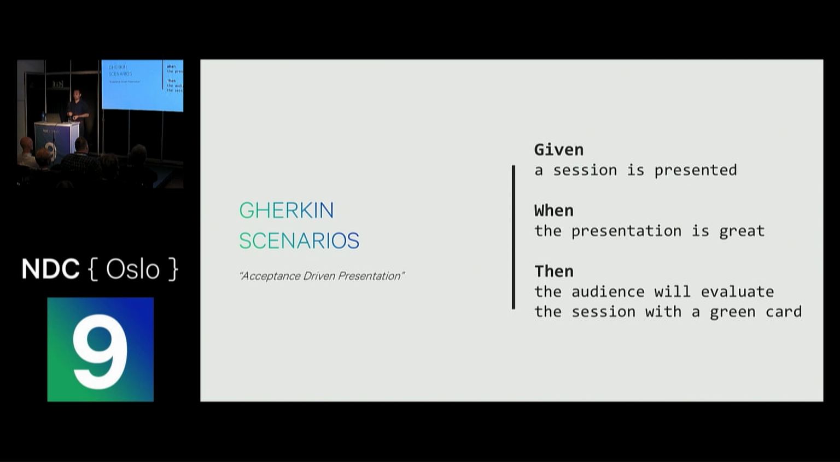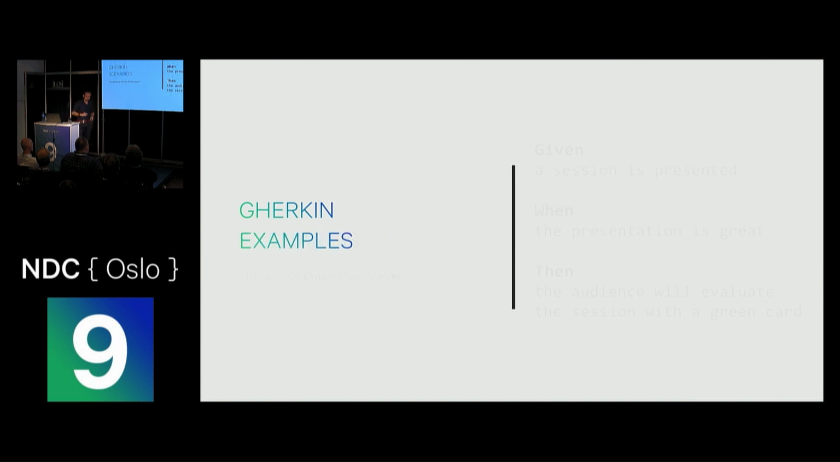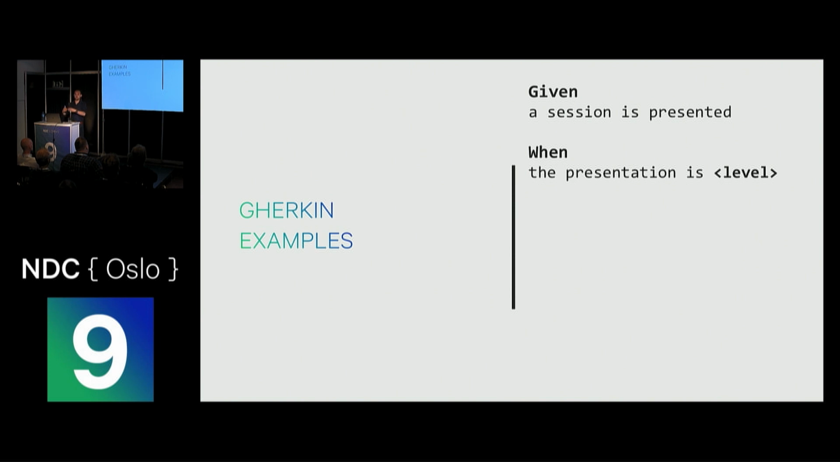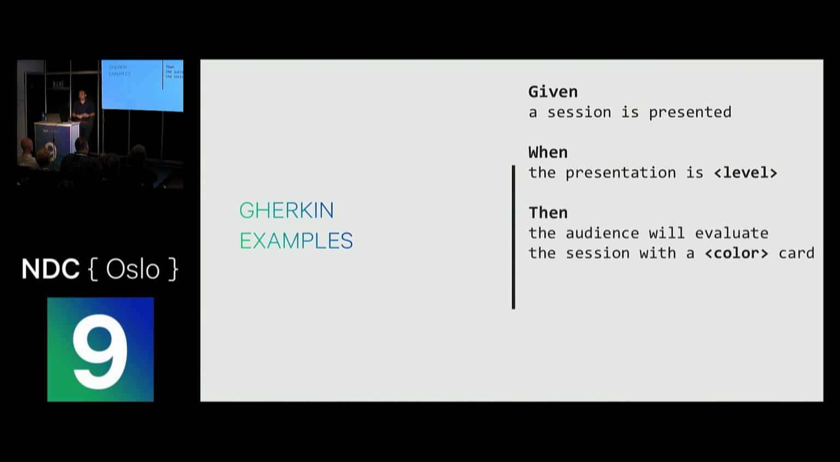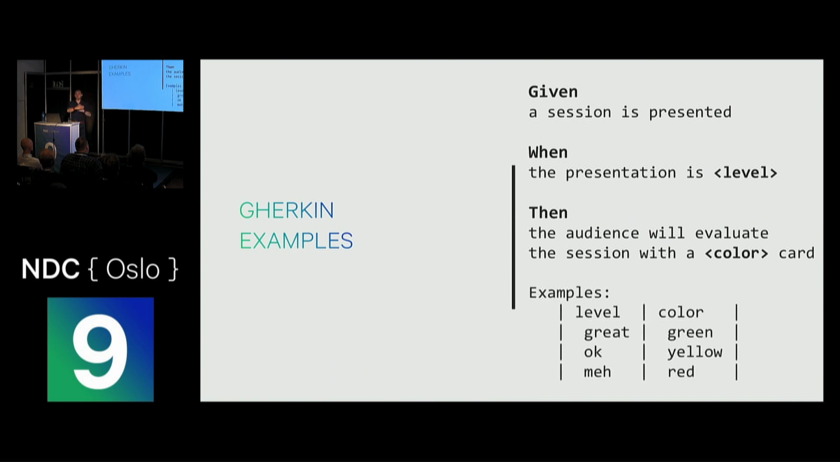So what I can do now is simply copy and paste this test scenario 3 times. When the session is OK, I would change it to a yellow card, and the last one, obviously, is a red card. Luckily, there's a little bit of optimization that we can do within Gherkin. Those are the Gherkin examples, and that allows me to have placeholders. Like this one: given a session is presented, when the presentation matches a certain level, then the audience will evaluate the session with a certain color. And beneath that, we have certain examples. And even though this is just plain ASCII art, let's call it that, everybody can read this.